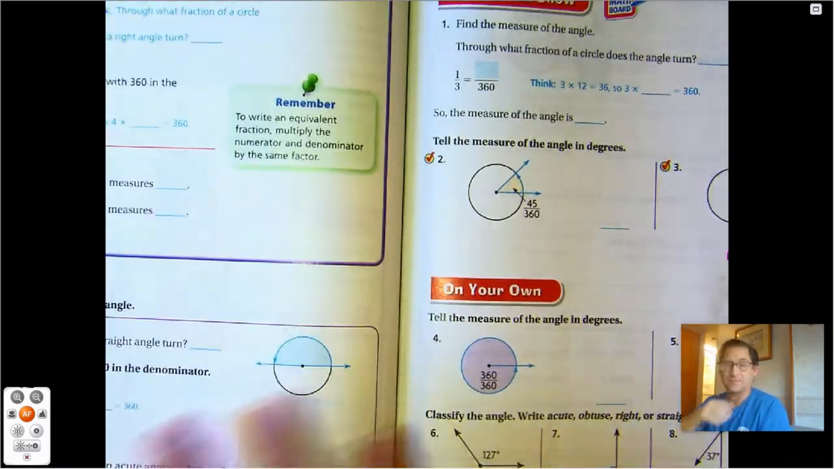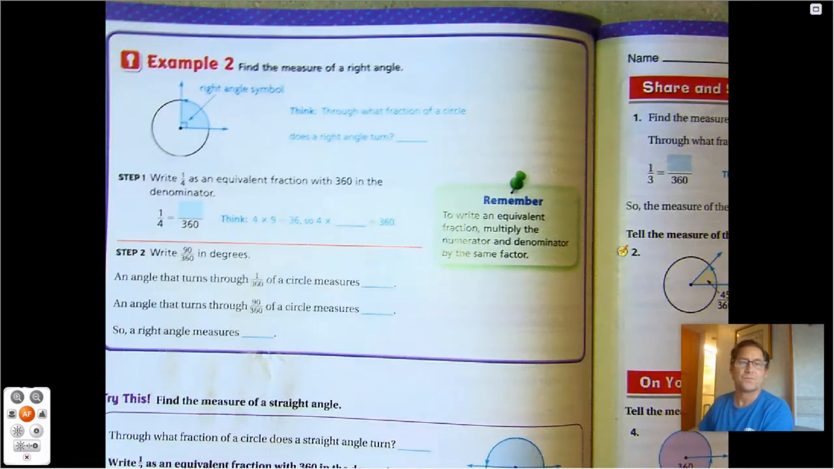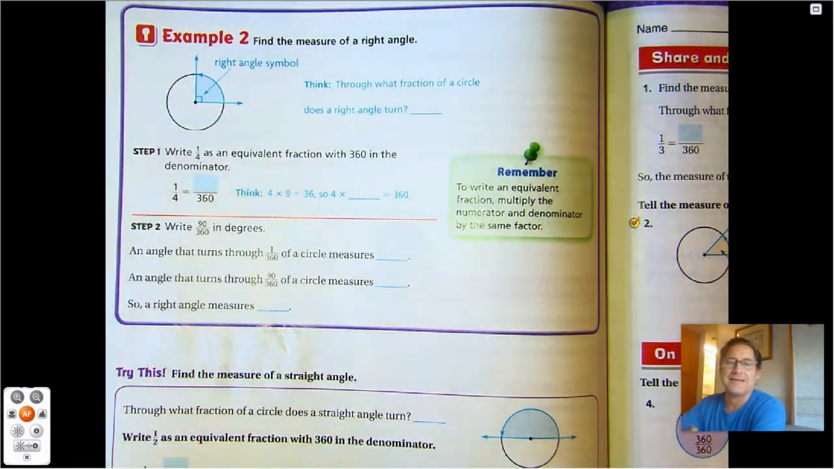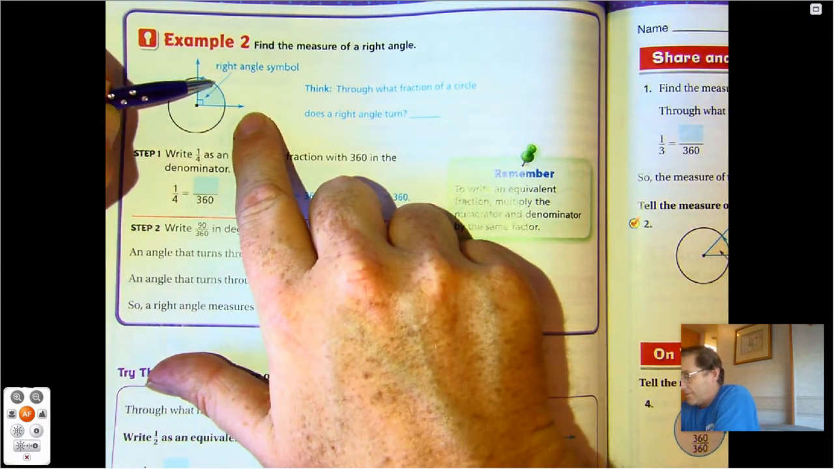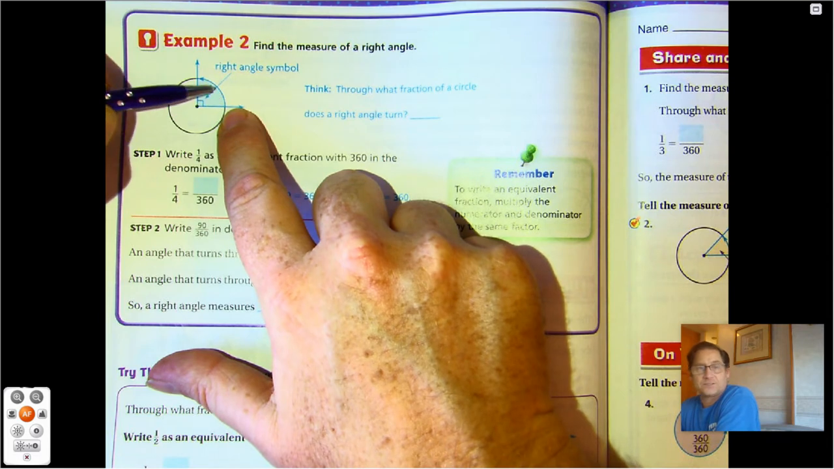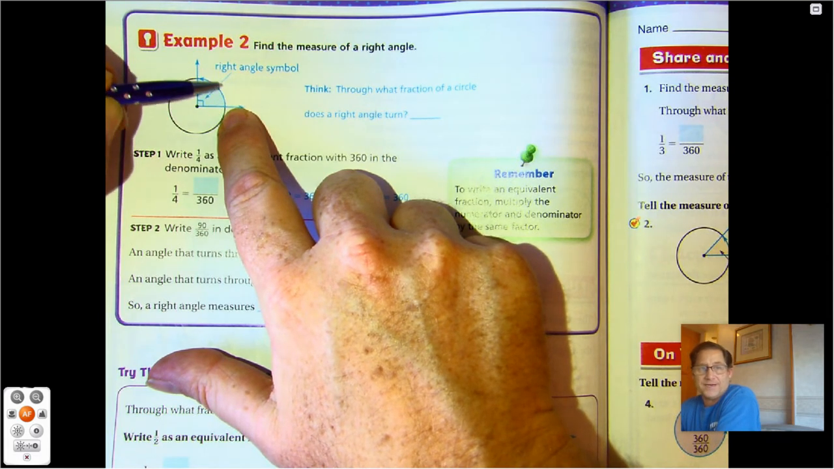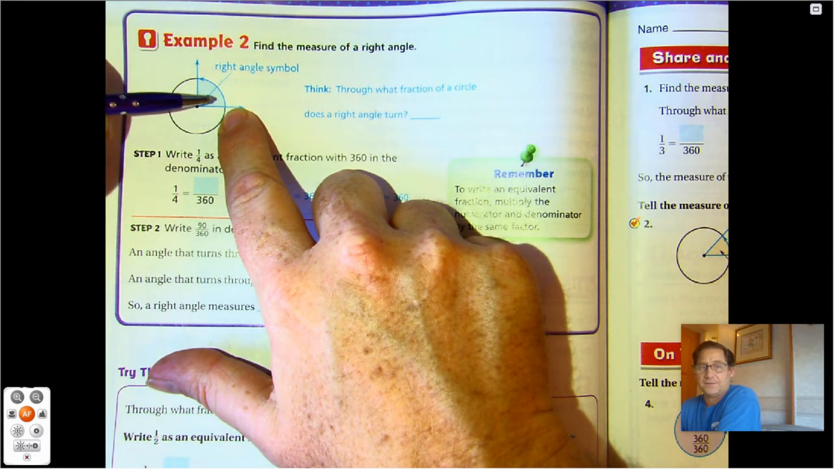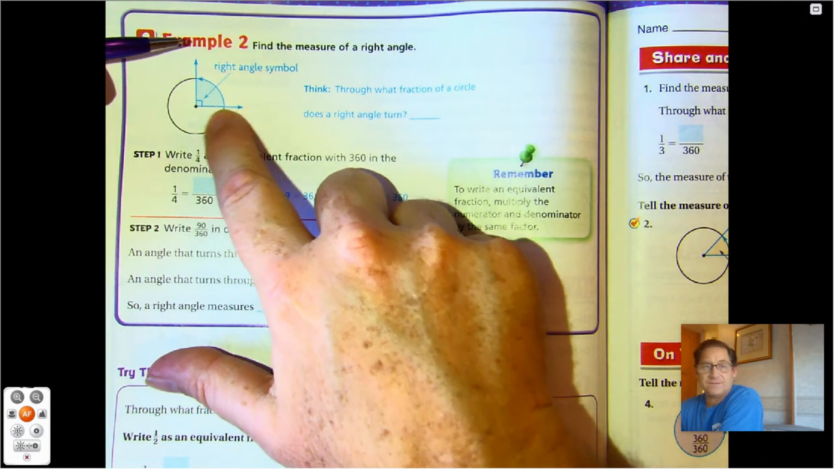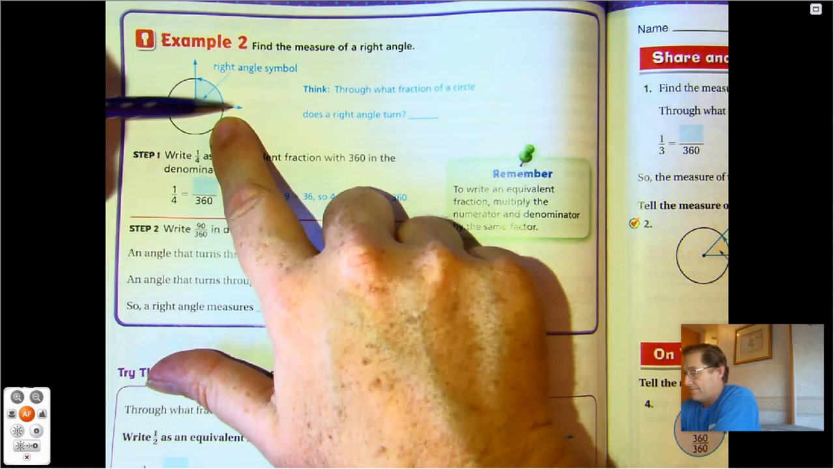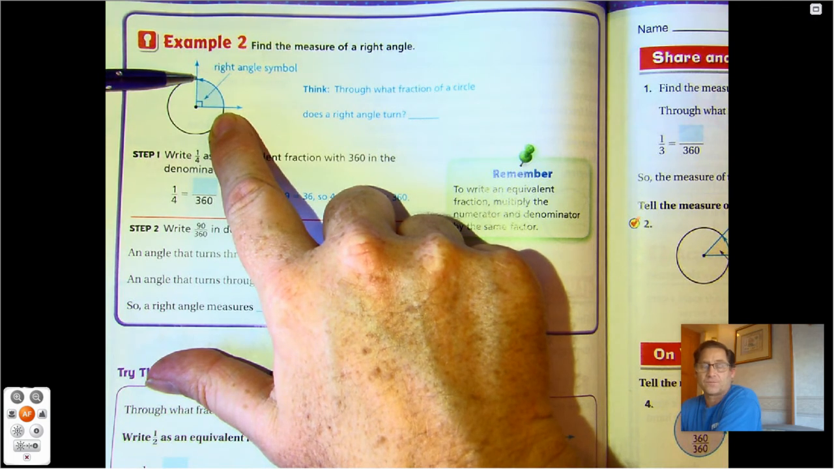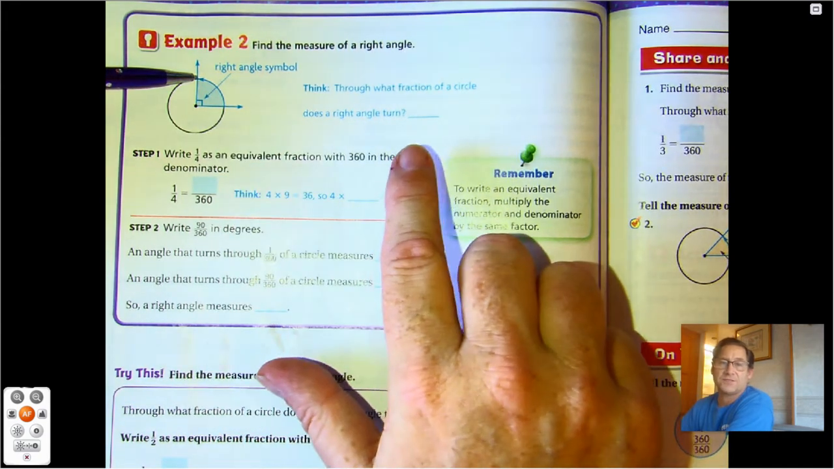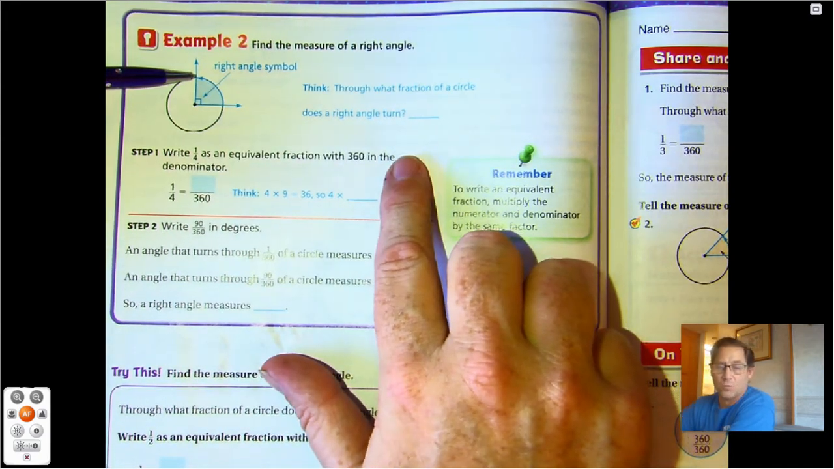All right, so let's look at example 2. Find the measure of a right angle. This arrow on the outside of the circle is telling me that the angle is opening up in that direction. So this would be 0, and this has turned 1/4 around the circle. Through what fraction of a circle does a right angle turn? 1/4.